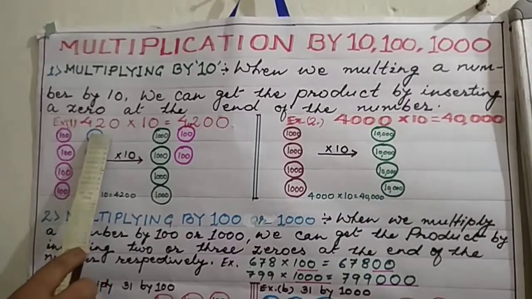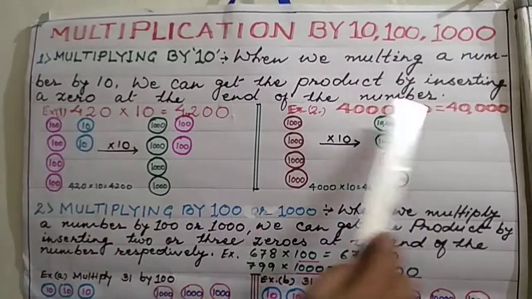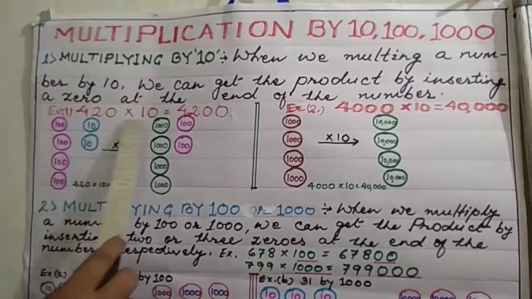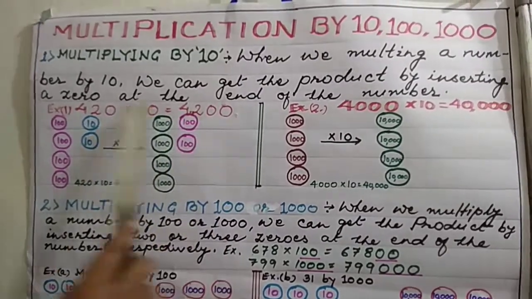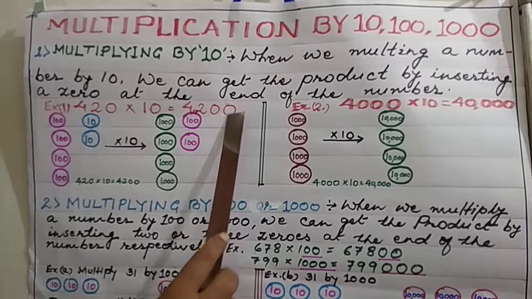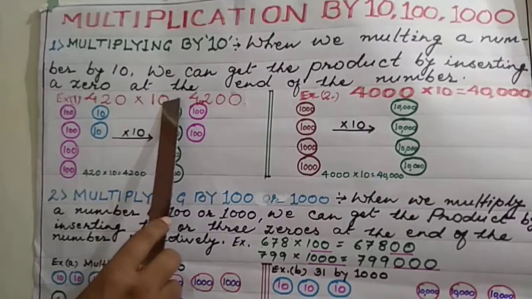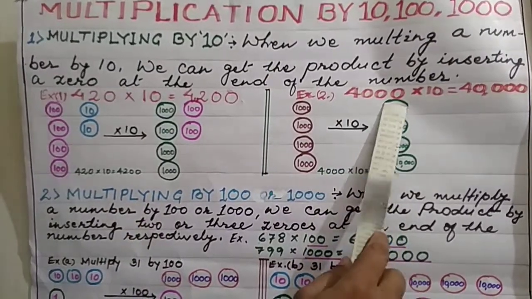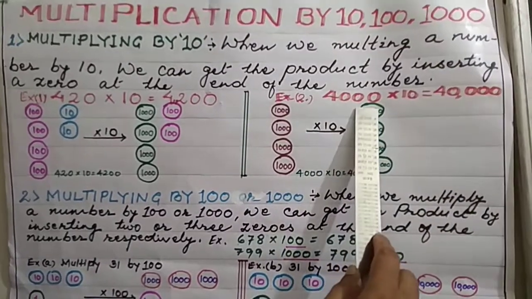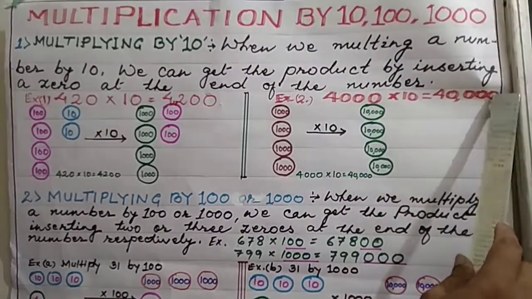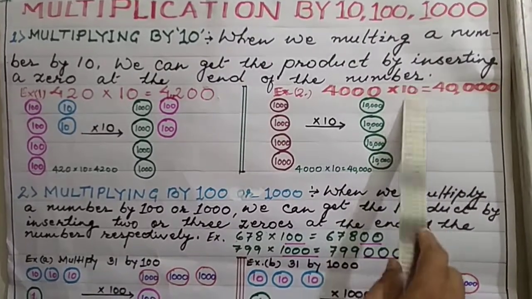So here two numbers we have taken, one 420, another 4000, and we are multiplying both of these numbers by 10. So 420 when multiplied by 10 gives 4200. It means 420 is here and one 0 is added in the product. Why? Because in 10 only one 0 is there. Similarly, 4000 when multiplied by 10, the result is 40,000. So 4000 is here, but in the product one 0 is added. Why? Because we are multiplying by 10 and 10 has one 0.